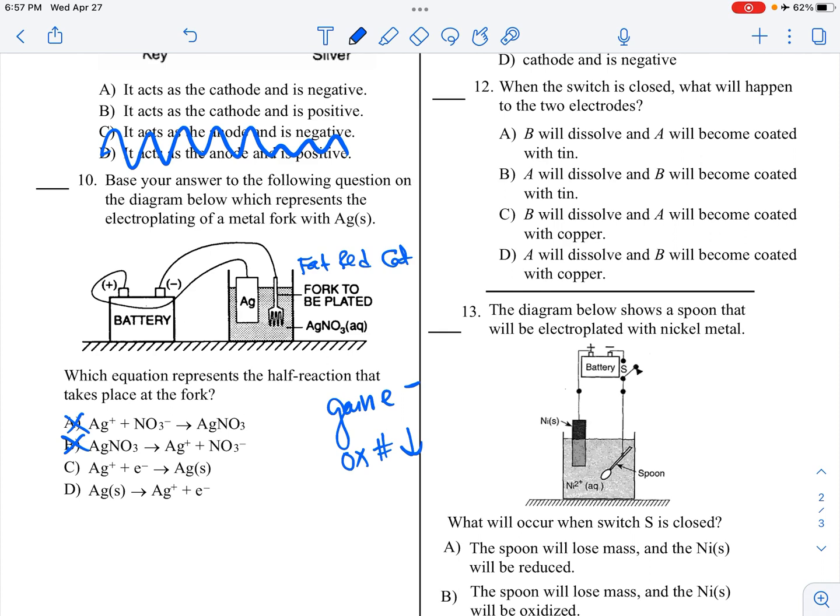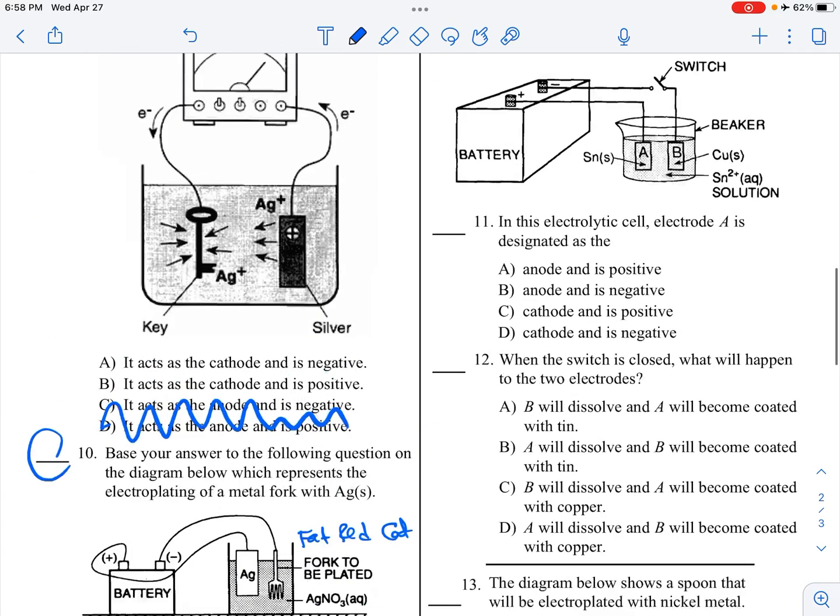So if we're gaining electrons, our oxidation number goes down. The gain of electrons is part C. See how the electrons are on the reactant side? And notice how we have +1 charge going to 0. So this is +1, this has nothing, so that's 0. So the charge is going down. So it is choice C.